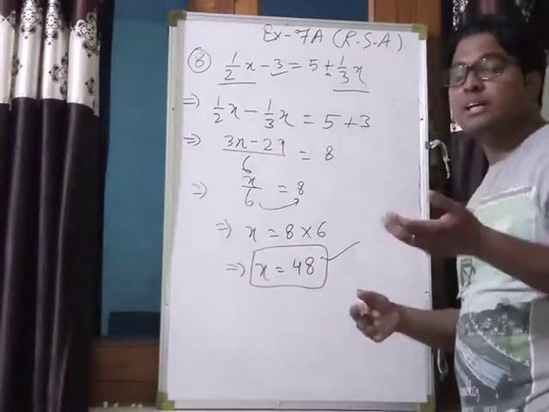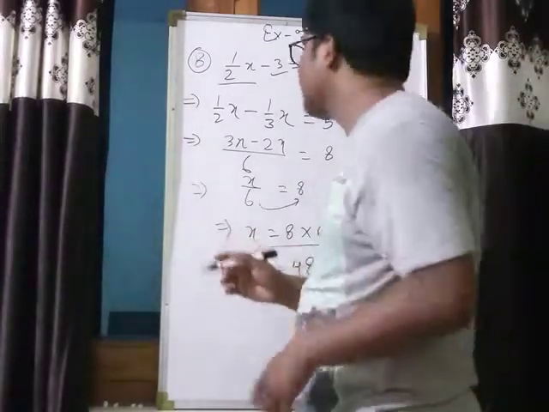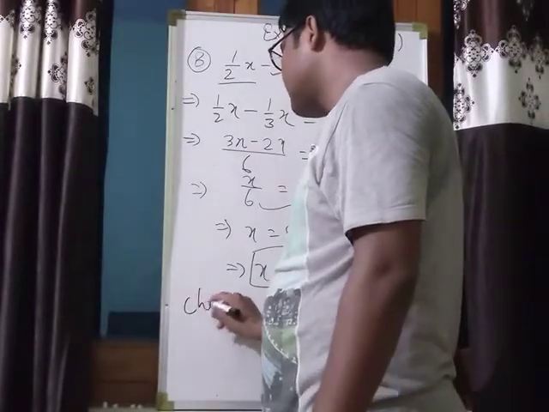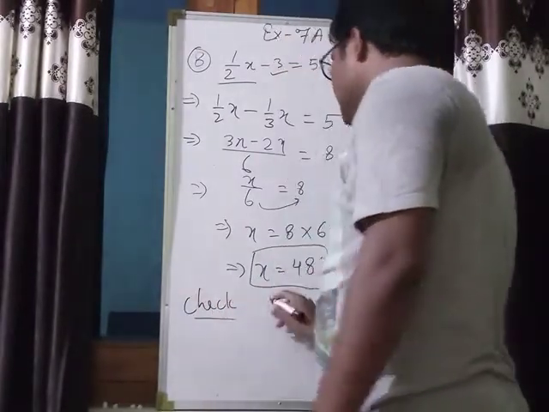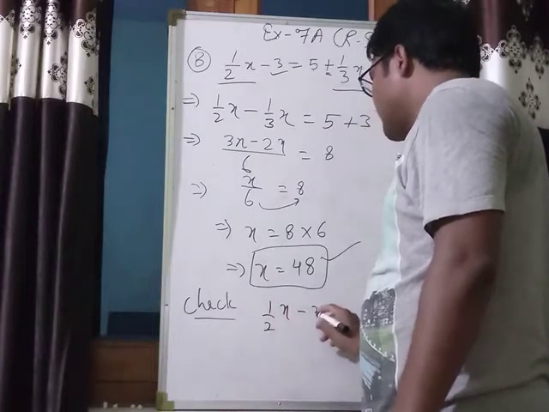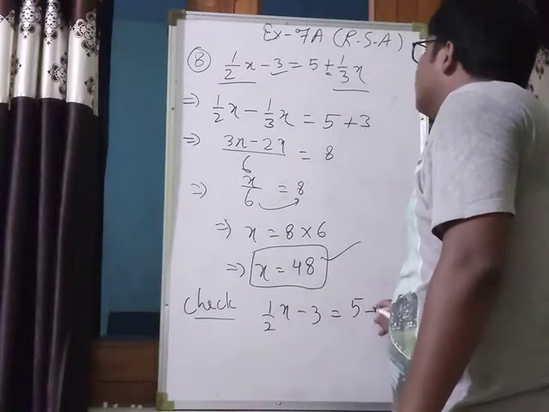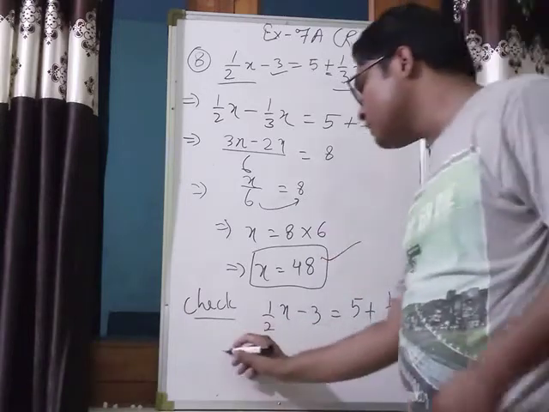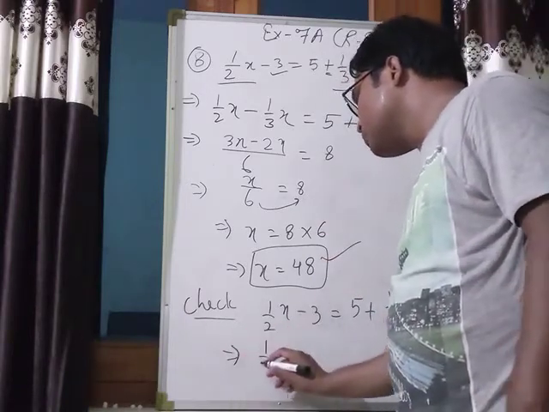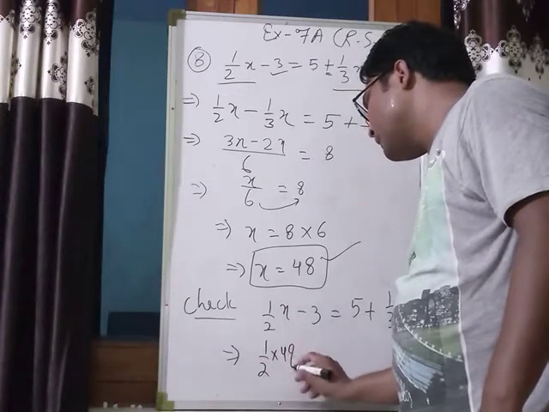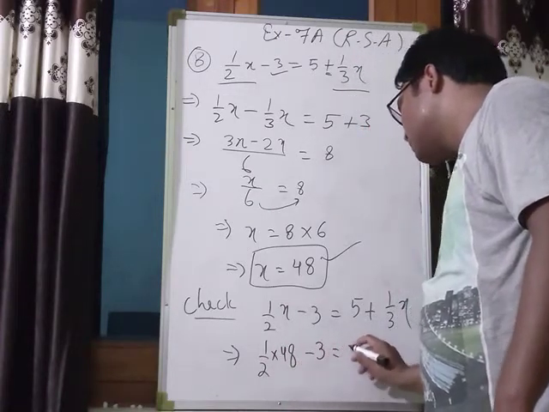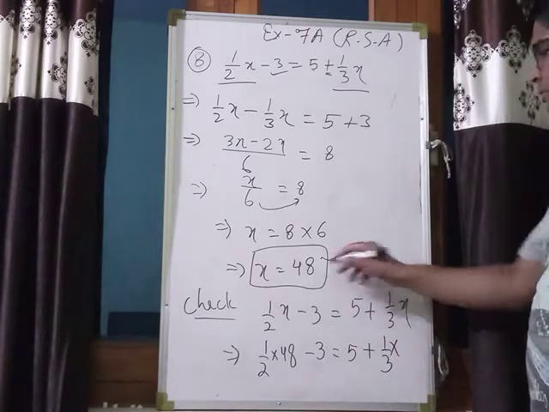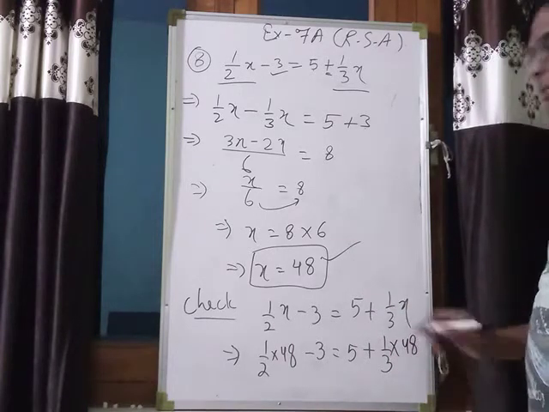Now I am going to check whether this answer is correct or not. See, our equation is 1 by 2x minus 3 is equal to 5 plus 1 by 3x. Now put the value of x here, 48. So we have 1 by 2 into 48 minus 3 equal to 5 plus 1 by 3 into x, which should be replaced by 48.